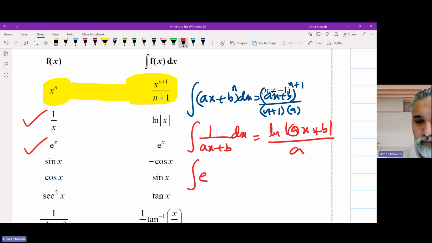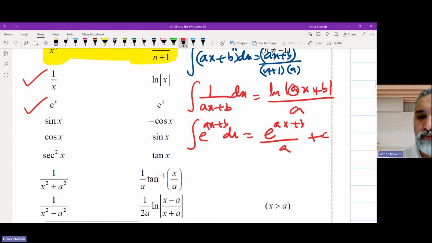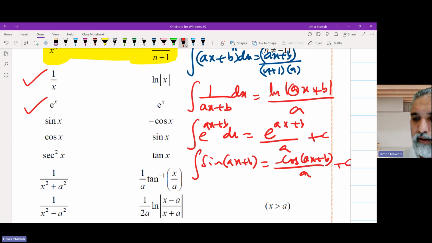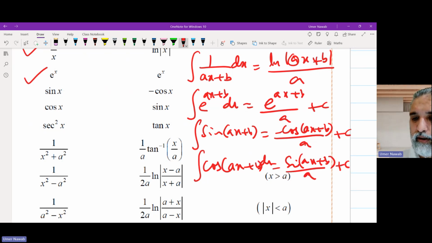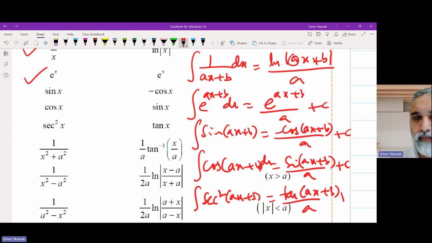Integration of e to the power ax plus b is e to the power ax plus b divided by a. Integration of sine, be careful, has minus cosine of ax plus b divided by a. And then integration of cosine of ax plus b will be sine of ax plus b divided by a. And the integration of secant squared of ax plus b is tan of ax plus b divided by a plus c. So these three formulas are needed.